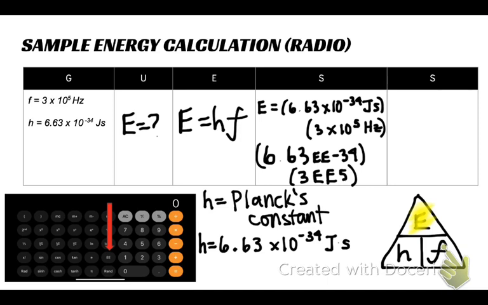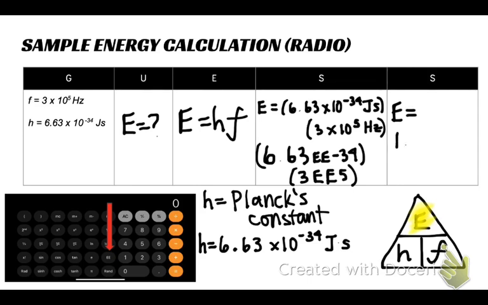If you have a scientific calculator at home, you might have a button that just says capital E. Do not use the lowercase e button, that stands for something else. You might have a button that says times 10 to the, but this is kind of the shortcut way. So 6.63 EE negative 34 times 3 EE 5 equals, and the energy I get is a very small value.